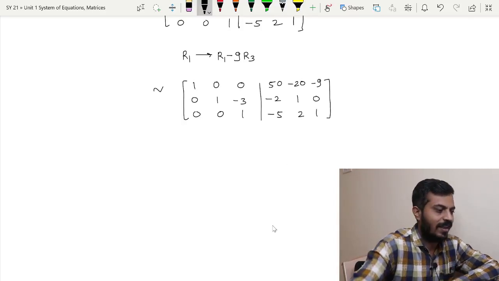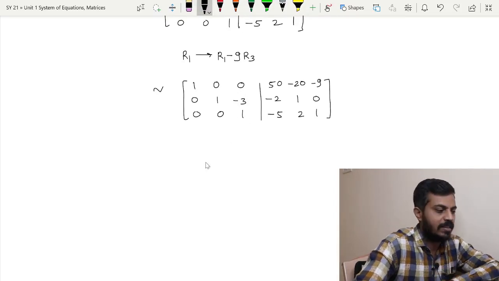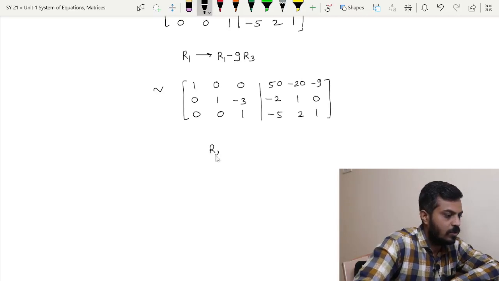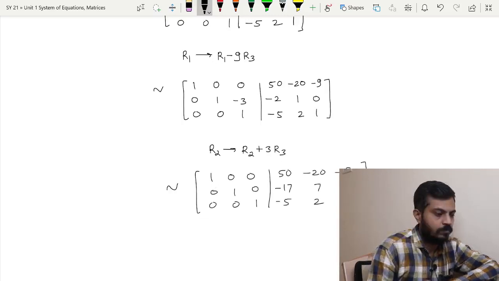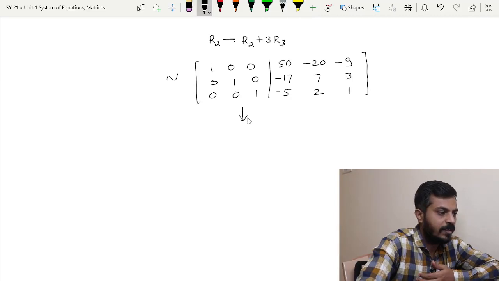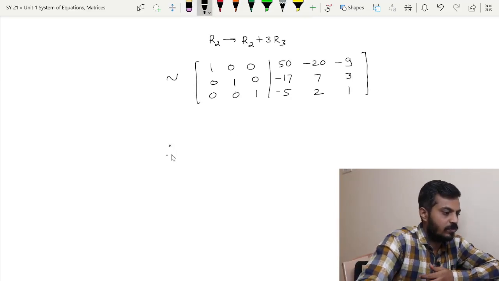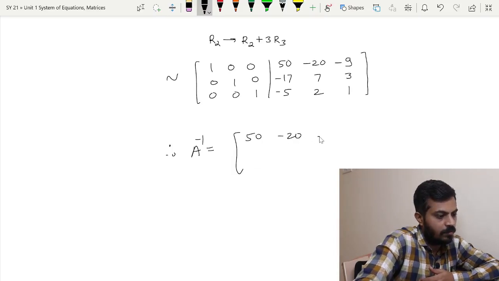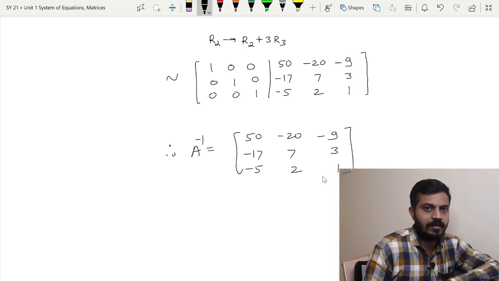Now only one entry is left which we have to make 0. Can you guess which is that? That is minus 3. Again we will take the help of this 1 to make that minus 3 as 0. Can you guess the operation? On R2 we will perform R2 plus thrice R3. So this is what we get. Now you can see that this is reduced to identity matrix, and therefore A inverse in this case is 50, minus 20, minus 9, minus 17, 7, 3, minus 5, 2 and 1.